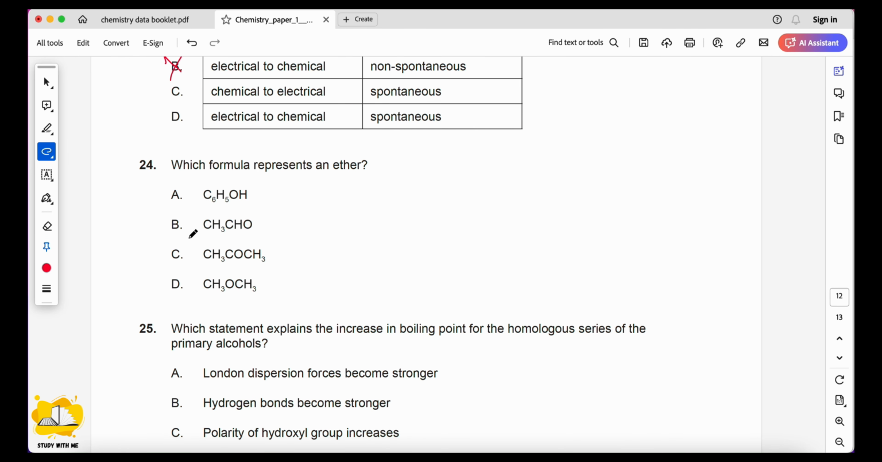Which formula represents an ether? Ether is an alkoxyalkane. The functional group will be C-O-C. So C-O-C.